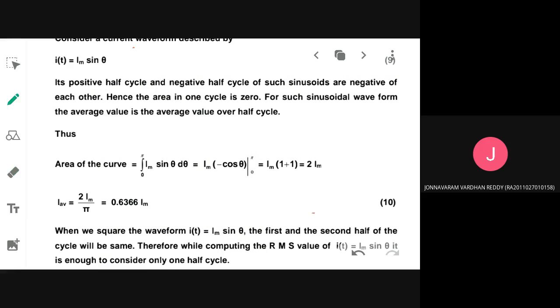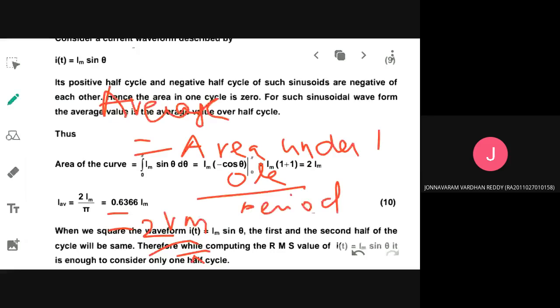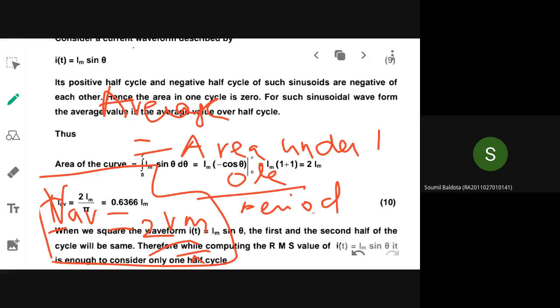So now I want the average value. Average value is given by area divided by period. Just now we have derived the area is 2 Vm. The period is the half period, pi. So V average is 2 Vm by pi. It will come out to 0.637 Vm approximately. So the general answer for a sinusoidal quantity is that the average value is 2 Vm by pi.